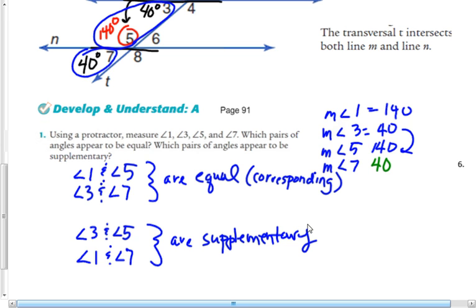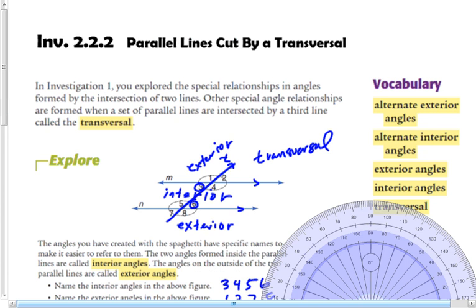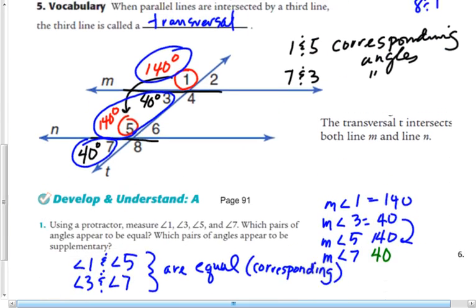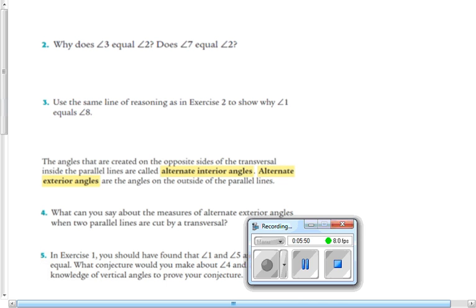Go ahead and pause if you need to get those answers down. All right, it says, why does angle 3 equal angle 2? So we have to go back to the drawing. Angle 3 and angle 2, those are these two. And you might recognize those as vertical angles. So they are vertical angles.